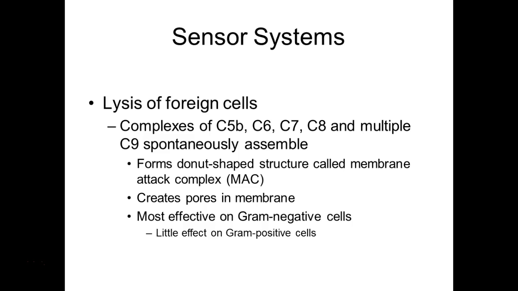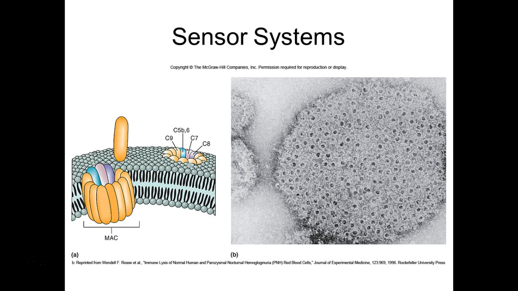And as we've already discussed, why is it more effective against gram-negatives? Because this inserts into membranes. And what membrane do they have? That outer membrane, right? Where for the gram-positives, it's got to travel through that cell wall to get to that membrane. So these dark spots are holes made by membrane attack complexes inserting into the membrane of a cell and destroying it.